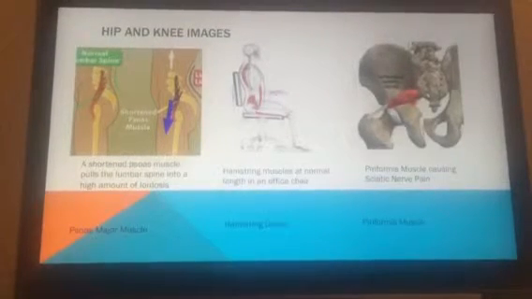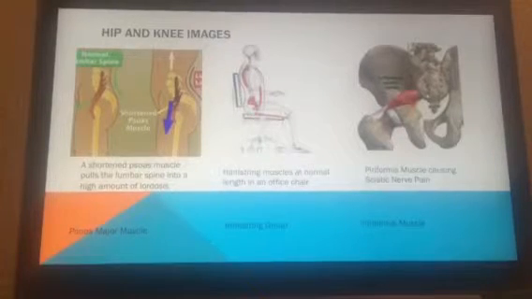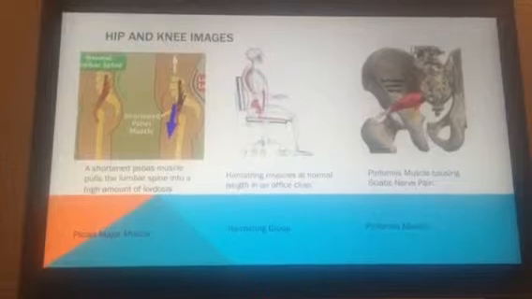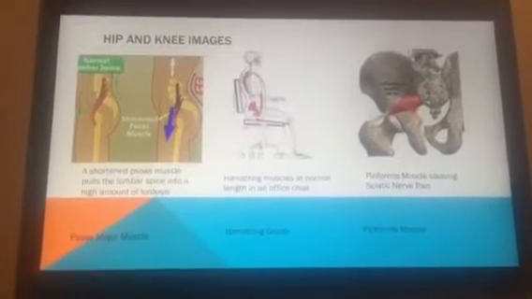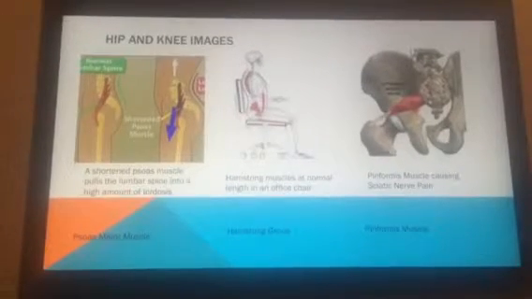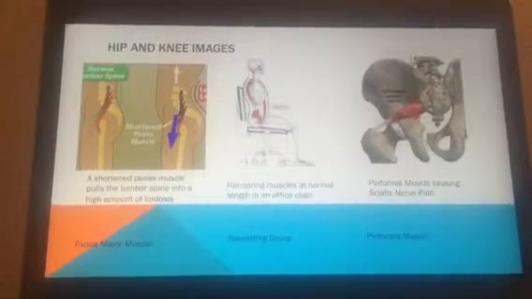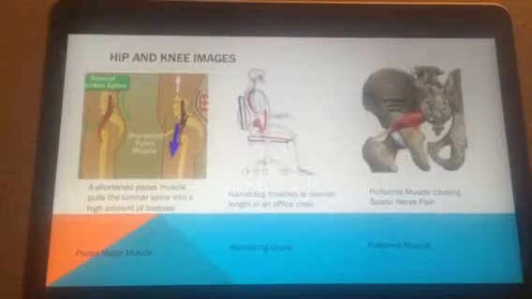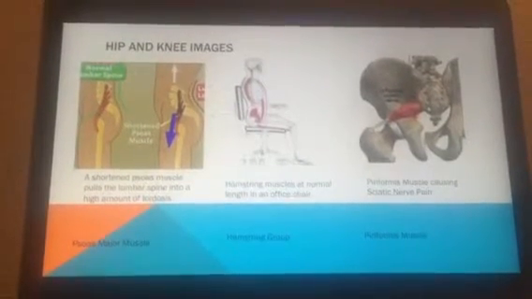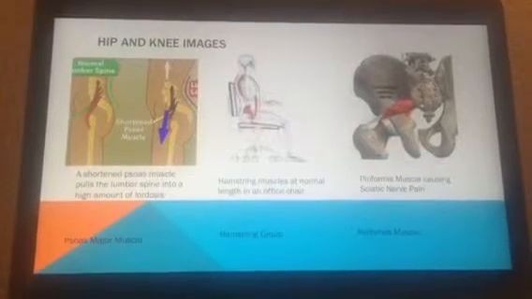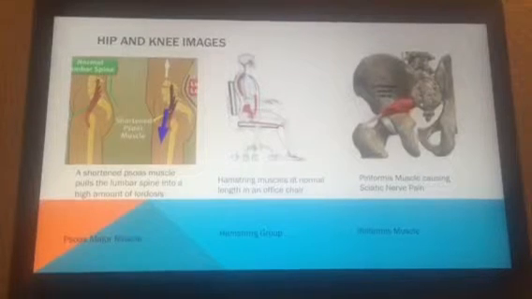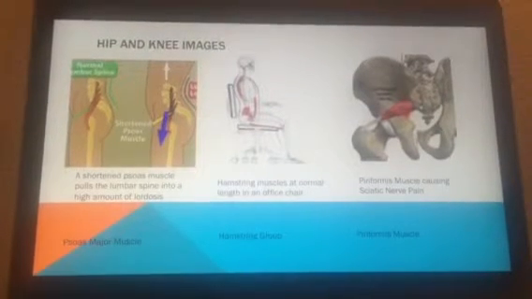The psoas on the left is the major muscle people think of when they have hip issues. When you're in a seated position for too long, that muscle becomes shortened, and it causes the pelvis to rotate into an anteriorly rotated position, which is not correct for ergonomics in the workstation at the workplace. It also forces an excessive lumbar curvature, which is also something you don't want to have when you're at your office for too long.